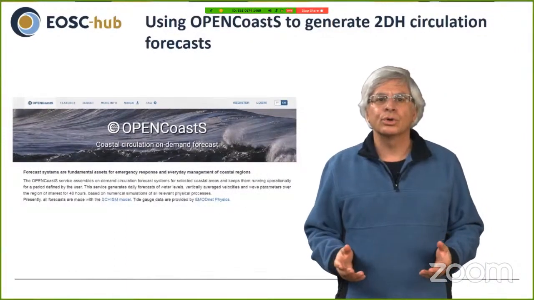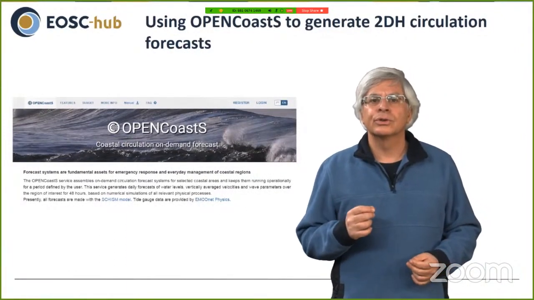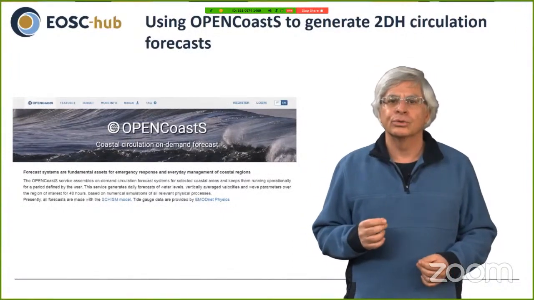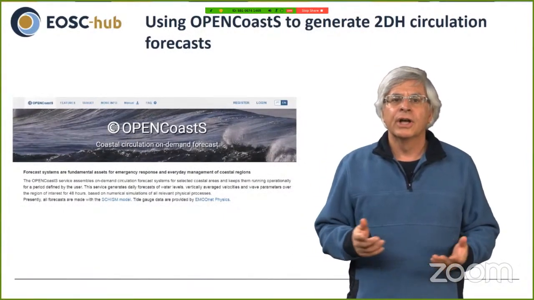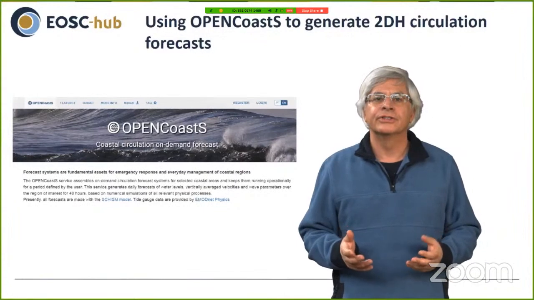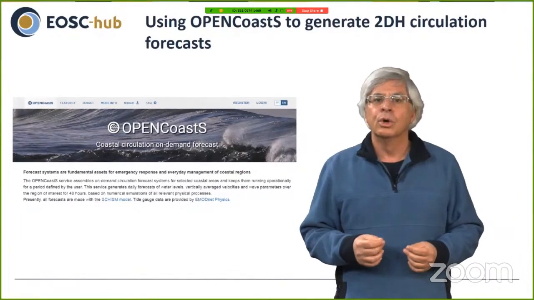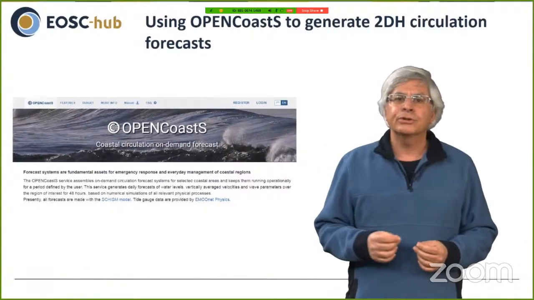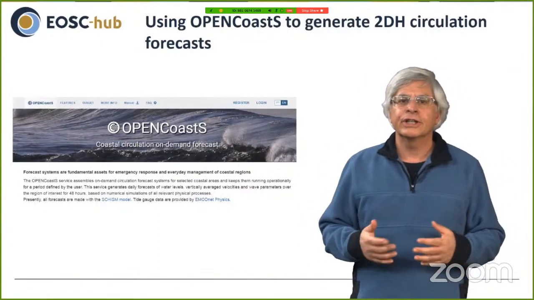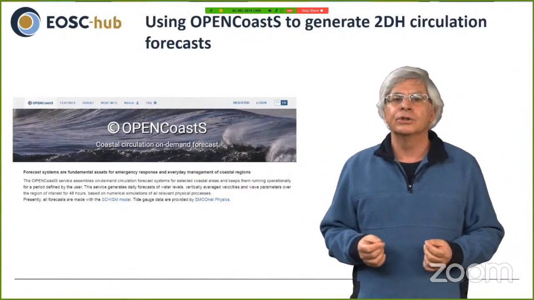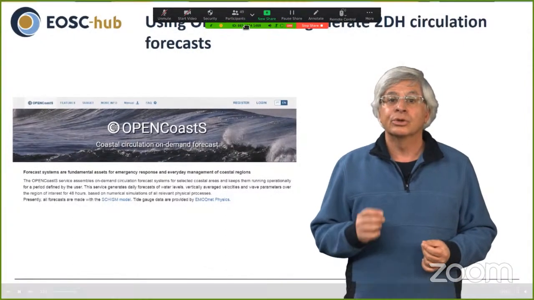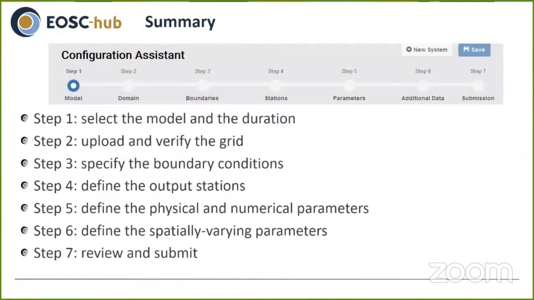In this set of tutorials, we will show you how to generate a coastal forecast system using OpenCoasts. In this first part, I will address the simplest possible case, a forecast system for 2D depth average barotropic flow without waves. In spite of its simplicity, this case already has most of the ingredients that you will find in the more complex configuration, so it's a good starting point.